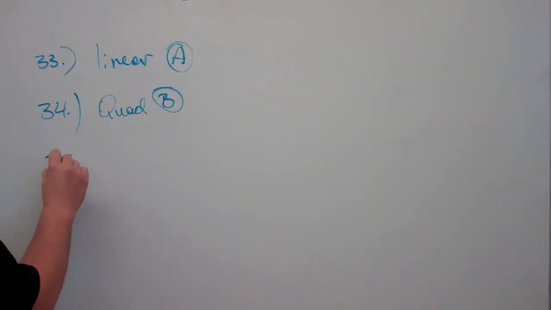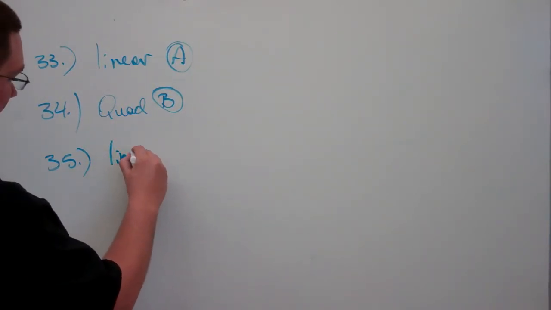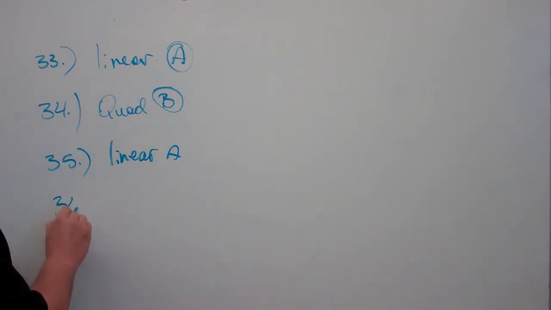Alright, 35. If you look at your table, the x's go up by 1s, which is good. The y's go up by 0.5 each time. Since you're adding every time, your x's go up by 1, your y's go up by 0.5. That means you have a linear function, so the answer is A.